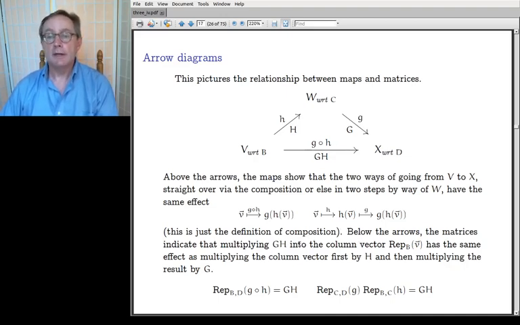Below the arrows, the matrices show that the matrix product GH is how you go directly from V to X. You can go from V to W via H, and then from W to X via G, or you can go straight from V to X. You can do your computations straight from V to X via the matrix product GH, and that bottom line is what this says: the representation of G circle H is GH, and that's the same thing as the matrix product of capital G and capital H.